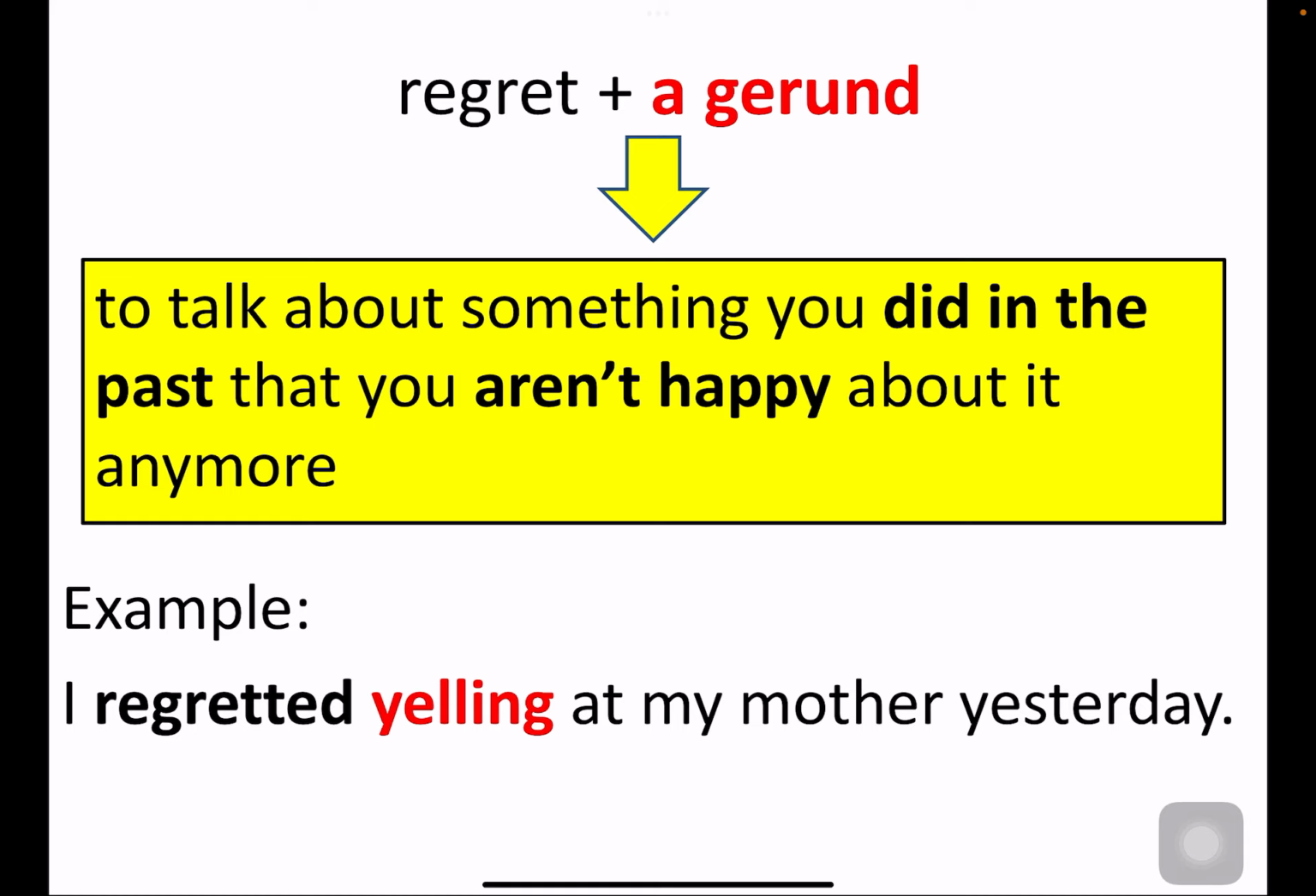Last one is regret. We use regret with a gerund to talk about something you did in the past that you aren't happy about anymore. For example, I regretted yelling at my mother yesterday. It means that you are so unhappy that you yelled at your mom. You were so impolite at that moment. That's why you regret it.